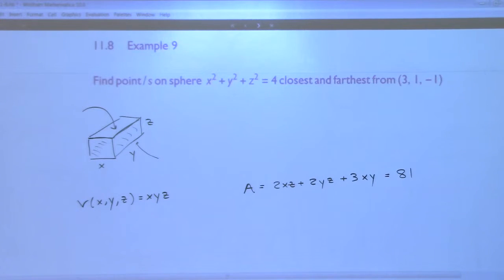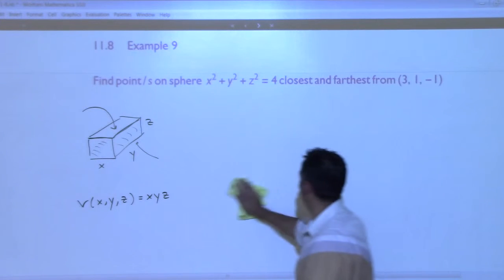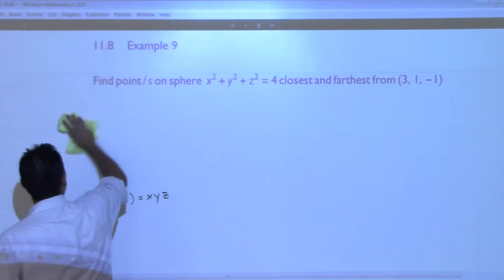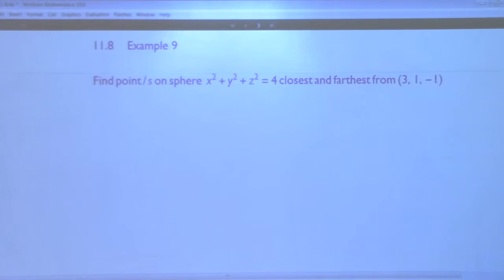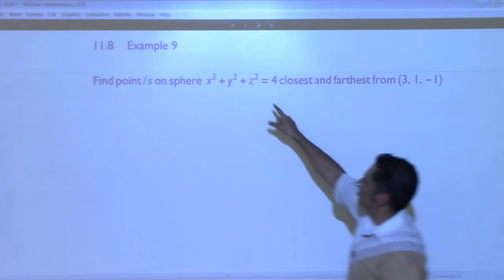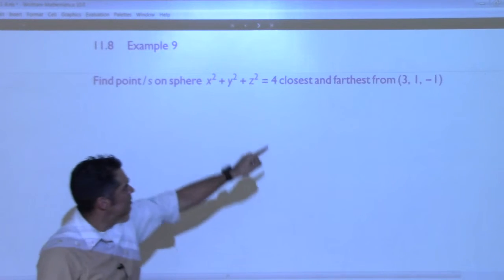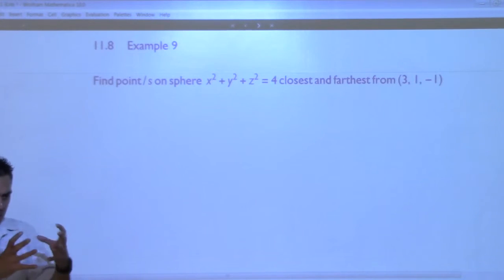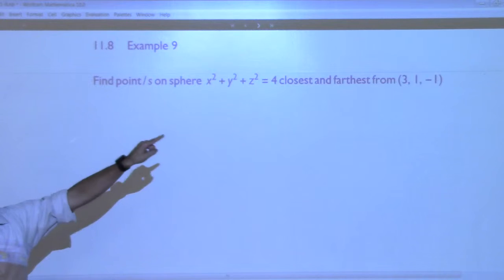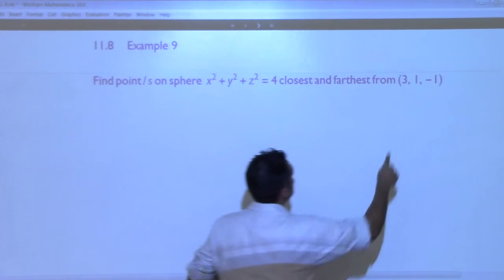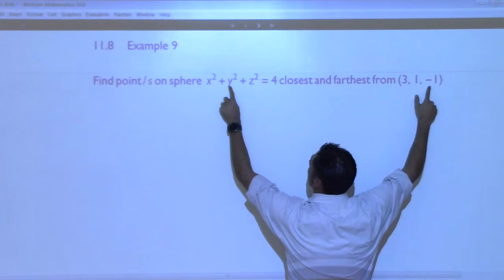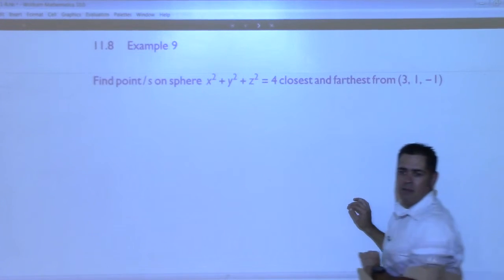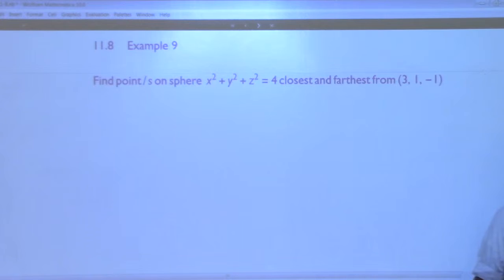Here's one that's more applicable to the real world, physics type thing. You have a sphere, and you have a point. So here's a sphere, and that point is not on the sphere. Can we verify that? Plug this in. 9 plus 1 plus 1, that's not 4, right? So that point does not live on that sphere.